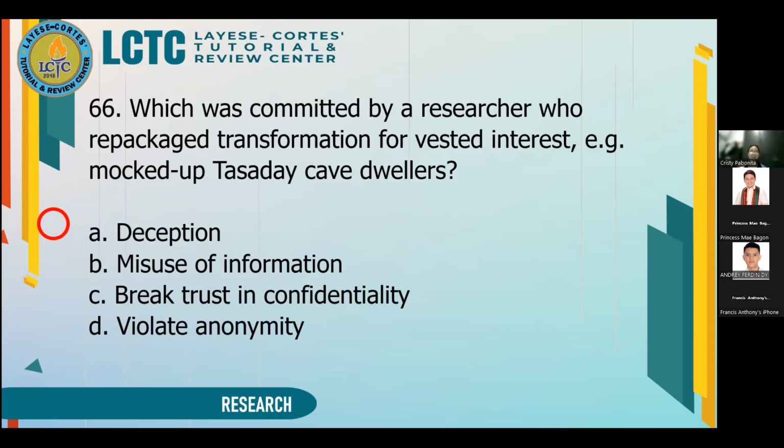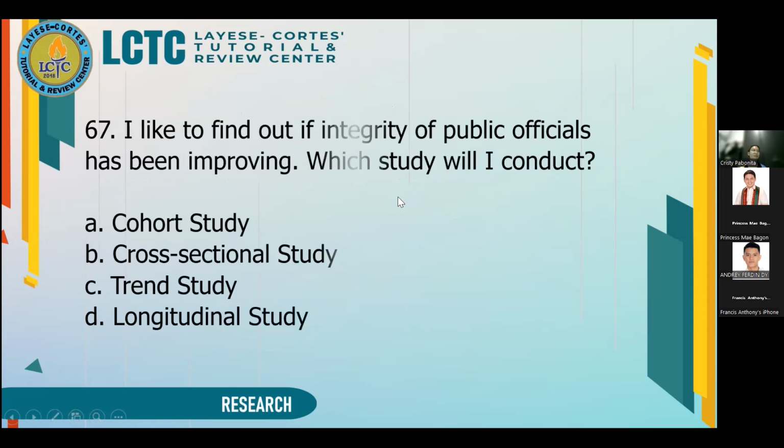Okay. 67. I would like to find out if integrity of public officials has been improving. Which study will I conduct? If there is a change over a period of time, is that cohort study? Trend. Yes, the answer is trend study. You want to check if there is a change over a period of time. That is trend study.